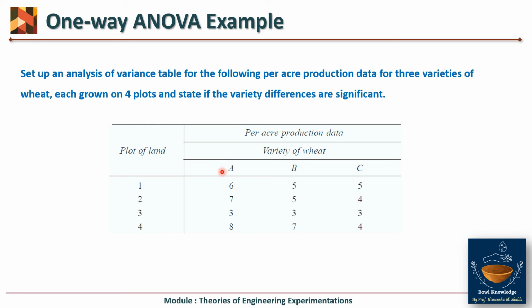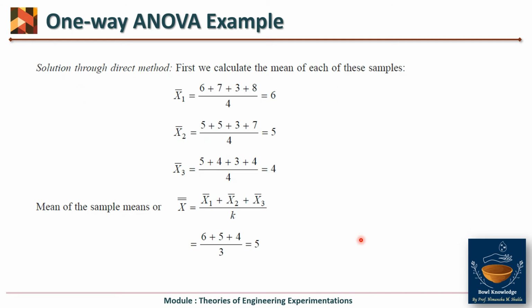So what is the mean of sample A? It is the addition of all readings of sample A divided by the number of readings in sample A. So we find 6 plus 7 plus 3 plus 8 divided by 4. Similarly, the mean of sample B is 5 plus 5 plus 3 plus 7 divided by 4. Similarly, for sample C, it is 5 plus 4 plus 3 plus 4 divided by 4. In this way, we got the sample means. There are 3 samples, each having a sample size of 4.